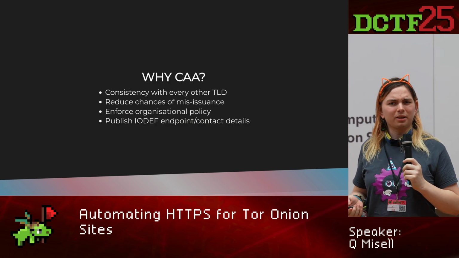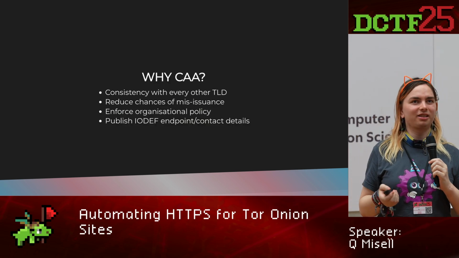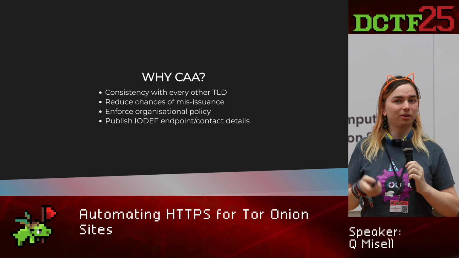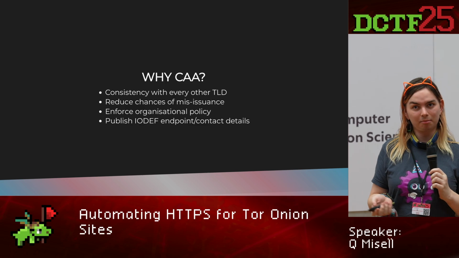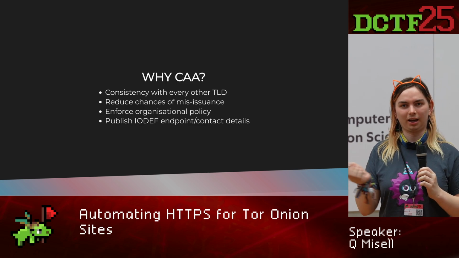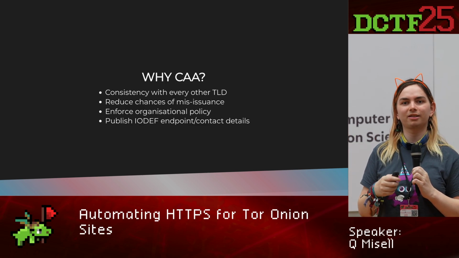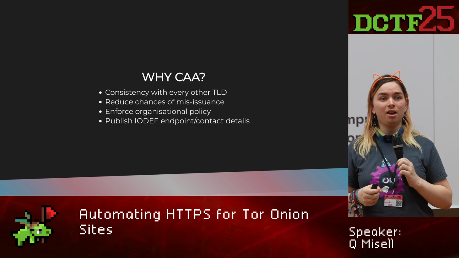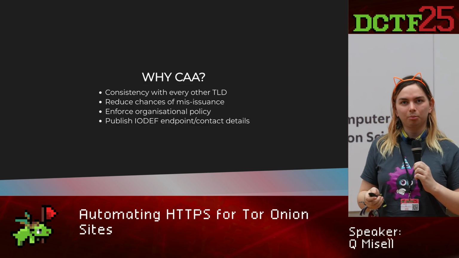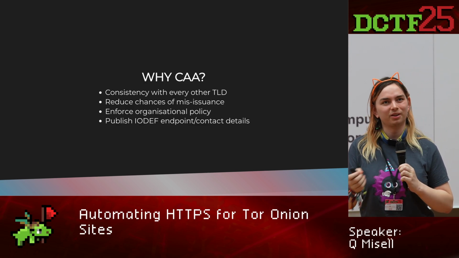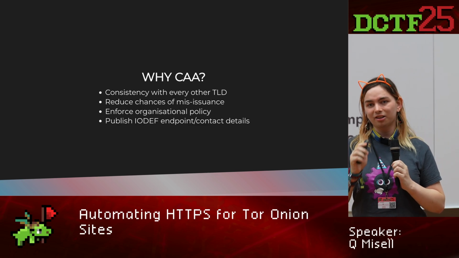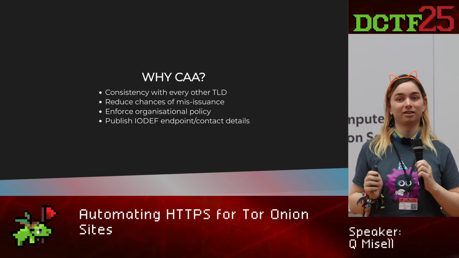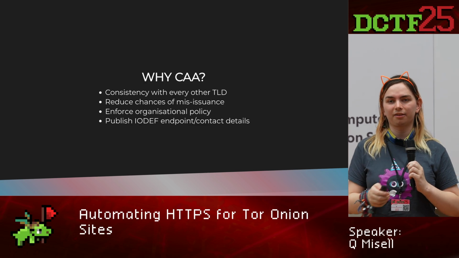So why would we even bother with this? Well, consistency with how the rest of the DNS works is nice. It reduces the chance of misissuance, although that is already slim with Tor Onion because of the whole extra cryptography that exists on top of it, different from the DNS. It allows you to enforce organizational policy, which is not really useful to individual operators, but in larger companies, that's very much appreciated.